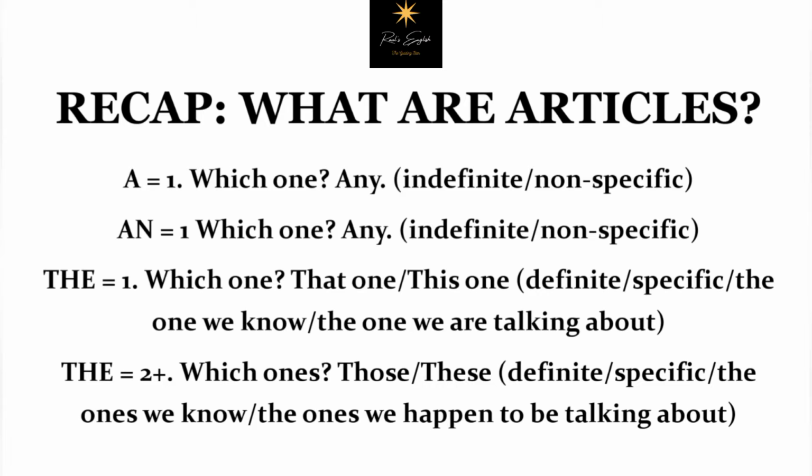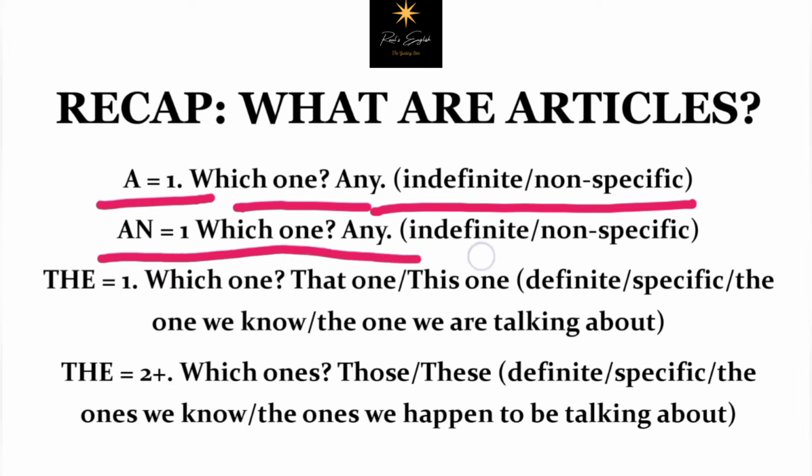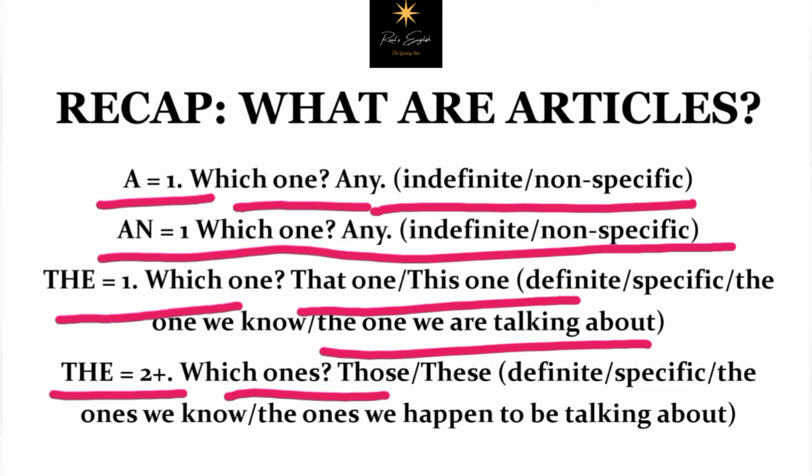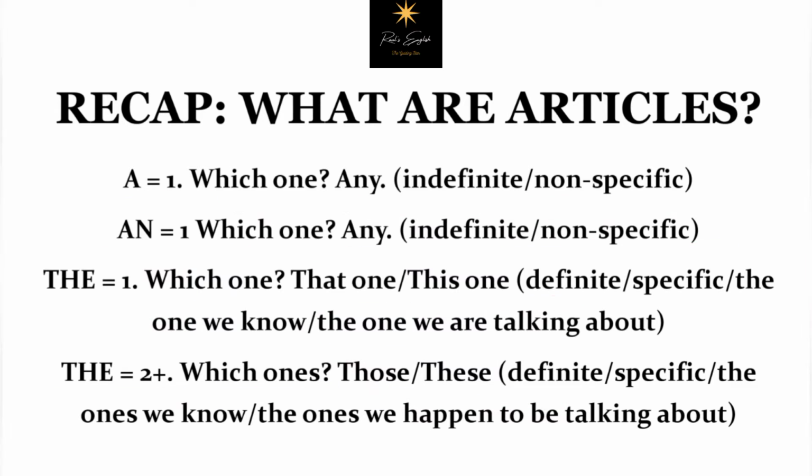So let's just recap what we have already done before. So we did what articles? "A" means one, which one, anyone. Is it definite? No. Is it specific? No. And "the": which one, that one, this one, the one we are talking about. It's definite, it's specific. And "the" is also used for two or more, rather, which ones, those ones, or these ones, the ones that we happen to be talking about.